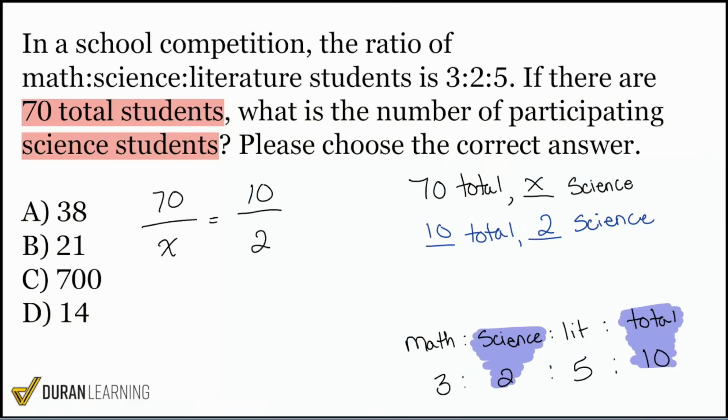So now that we're here, everybody, we can do, again, whatever way we want. Cross multiply and divide, simplify first, or we can try to find a convenient comparison. The convenient comparison is, hey, if we want to go from 2 to x, we can go from 10 to 70. Everybody, how do we go from 10 to 70?